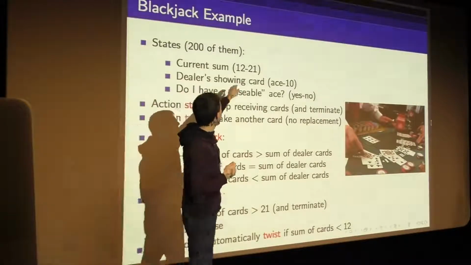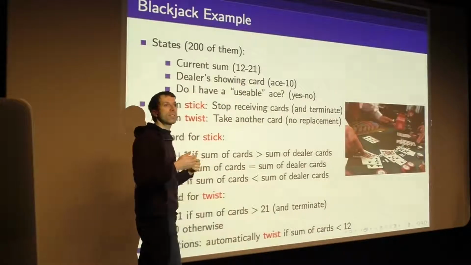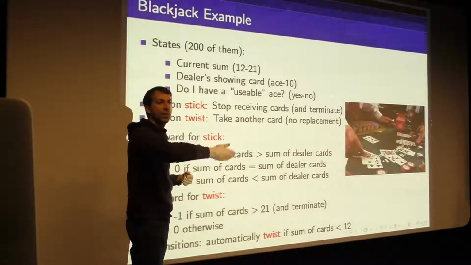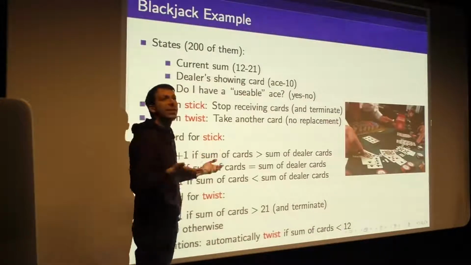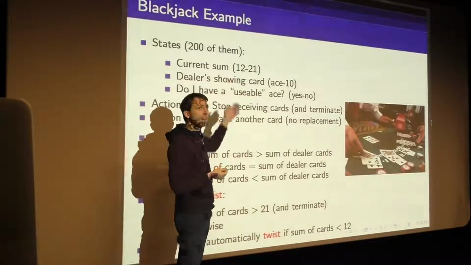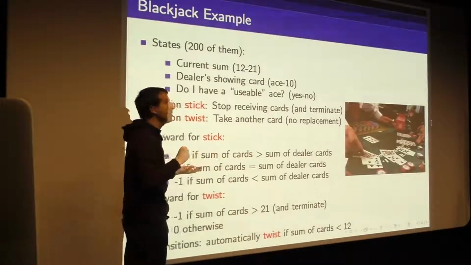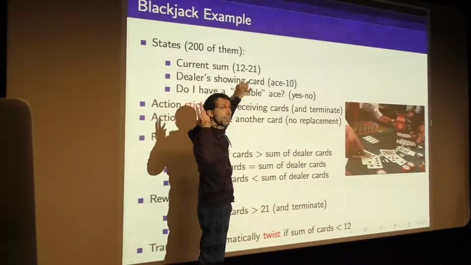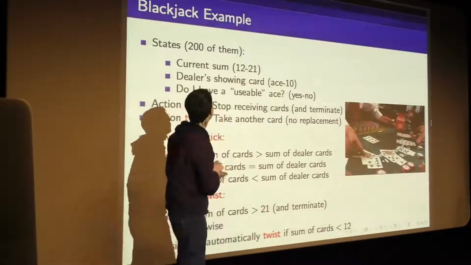Note that we're not going to consider sums below 11, because for those states we're just going to automatically ask for another card. For free you can ask for another card, and it's not an interesting decision at that point. If you have less than 12, you'll always ask for another card. So we're only going to consider the states where we have an interesting decision to make, where the sum of our cards is between 12 and 21.